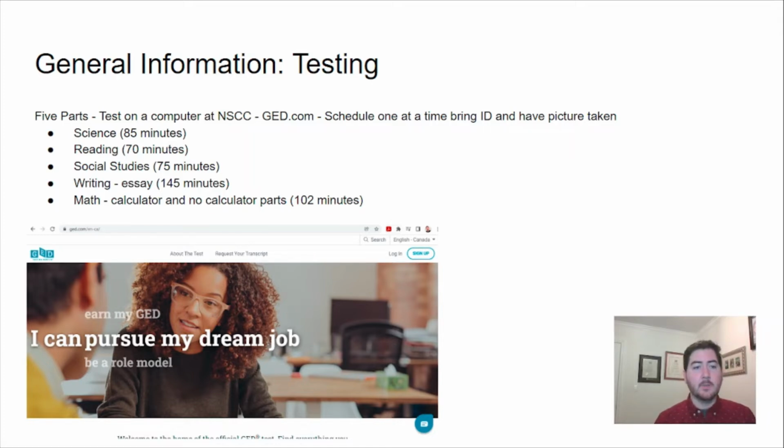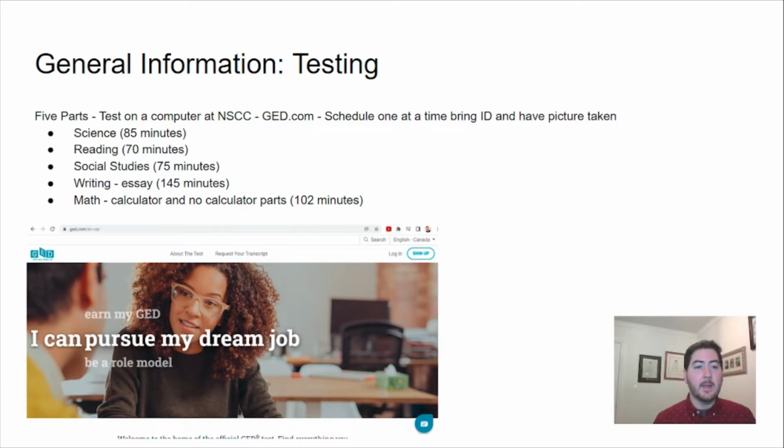Now, the order I like to recommend the tests is science, reading, social studies, writing, and math. The reason for that is that writing and math both have two parts. You're going to be doing multiple choice for the first part of the writing, and then an essay for the second part of the writing. Similar with math, the first part is with a calculator, second is no calculator, and most of the folks that I see coming in, math is the one that they really need the most practice with. So we like to get all those other ones out of the way and then do math once they're all done.